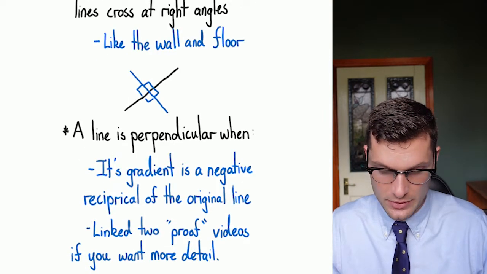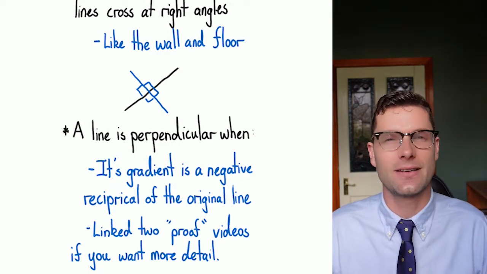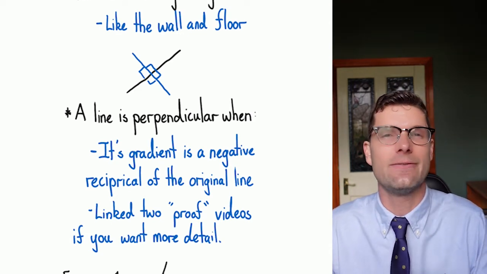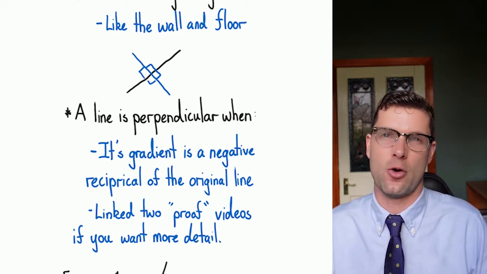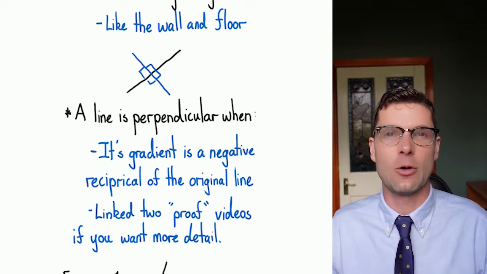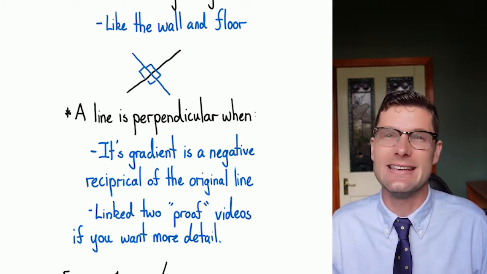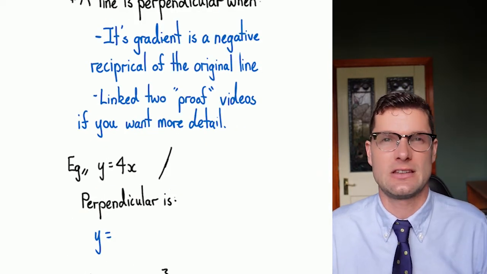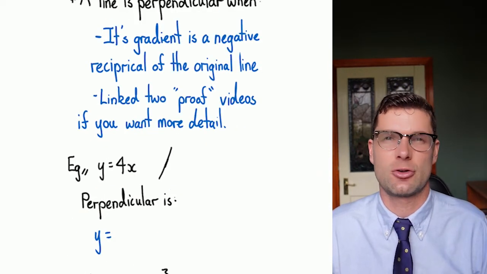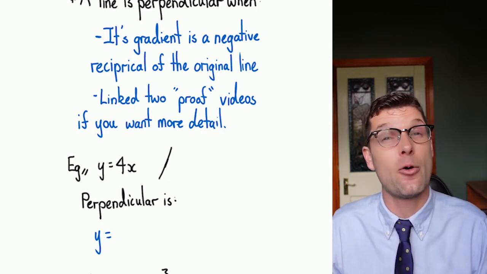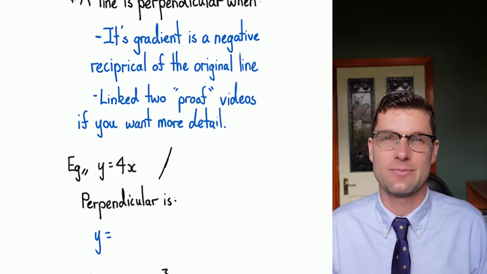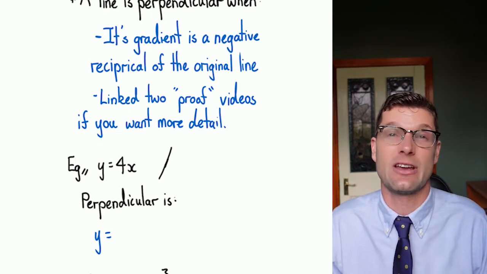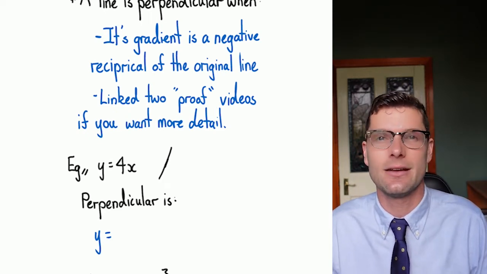So a line is perpendicular. We can know for a fact that a line is perpendicular when the gradient is a negative reciprocal of the line that we already have. They are quite big words, but we're going to see that it's really easy to find out what this actually means. If you are looking for a proof of this concept, I've linked two videos in the description below that really go into how we know for a fact this perpendicular rule always occurs. But for this video, we're just going to look at how to use this really quickly in an exam condition.